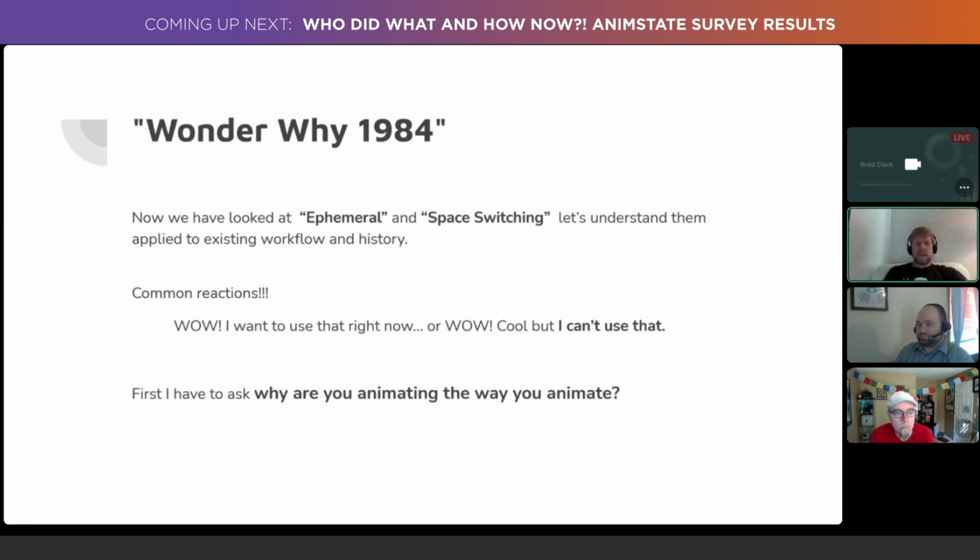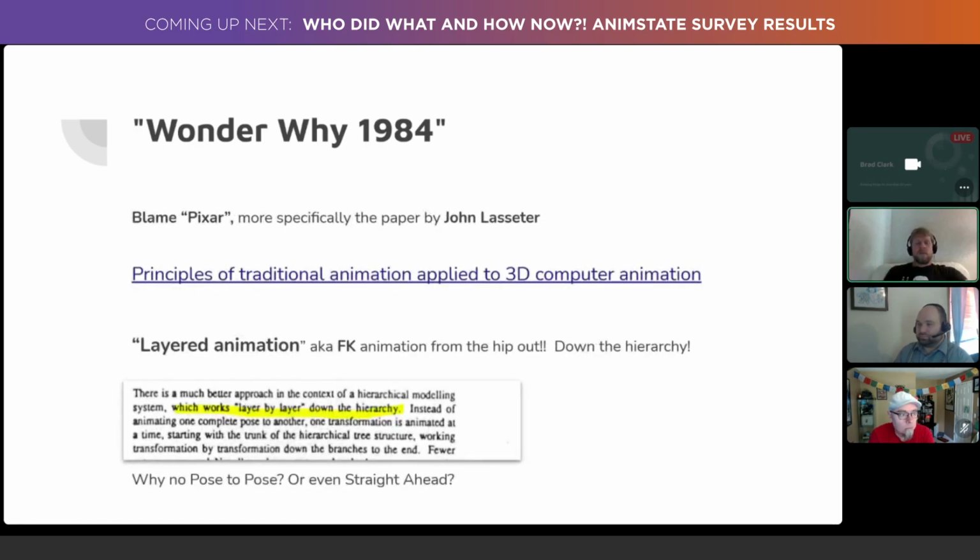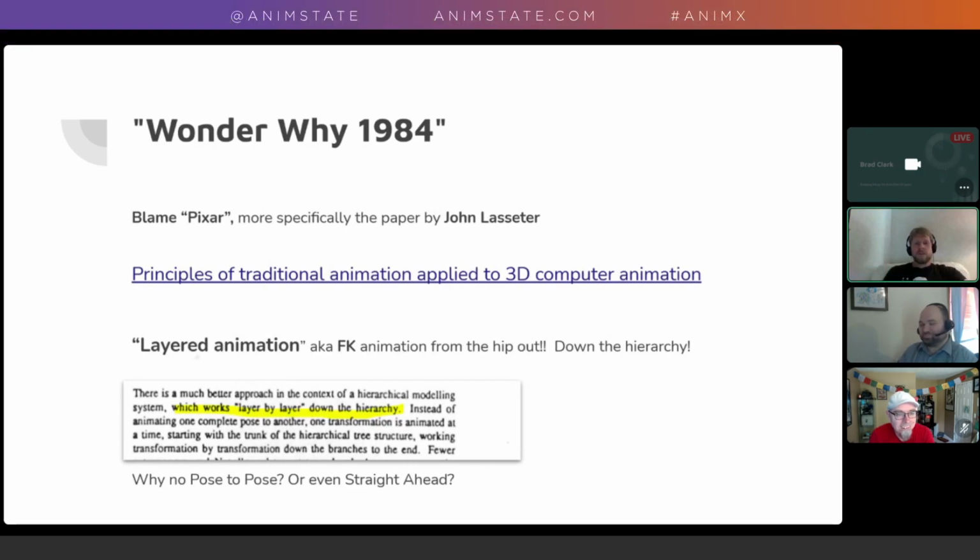Well, if we look back to '84, '85, we pretty much need to blame Pixar and John Lasseter. He produced a SIGGRAPH paper, Principles of Traditional Animation, that came out, and everyone was like, oh, Disney guy doing cool stuff, and it's Pixar. And then people just kept teaching the same process: grab the character, wiggle the hips, make that look like a bouncing ball, and spread that out across the whole rig.